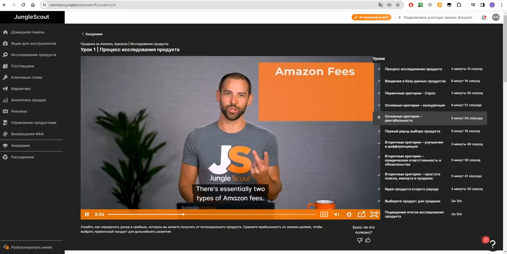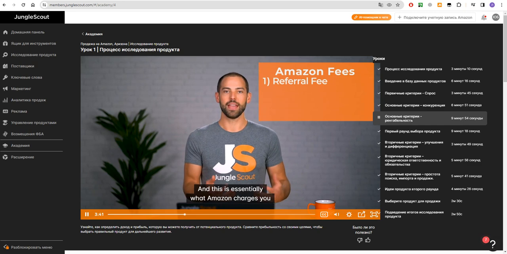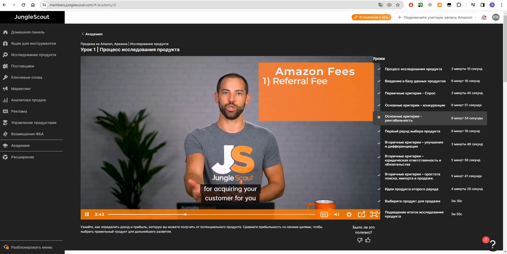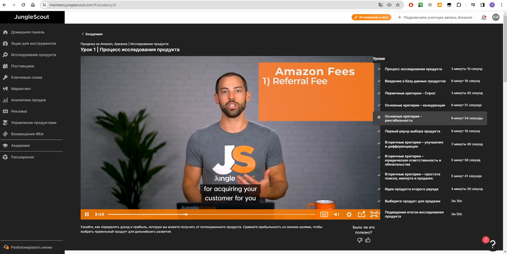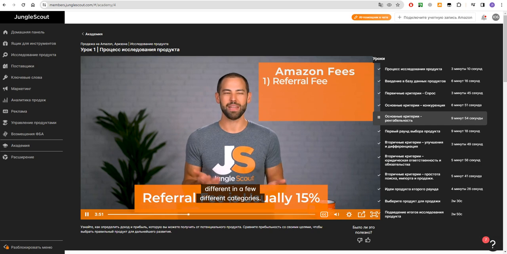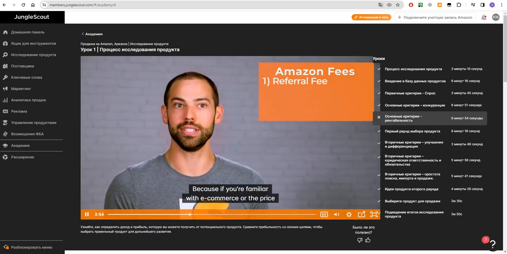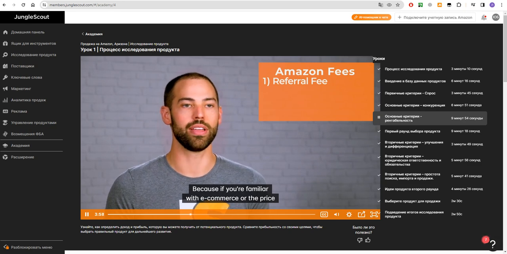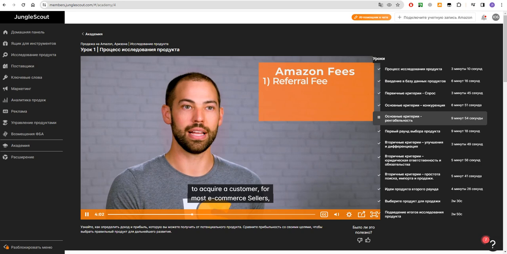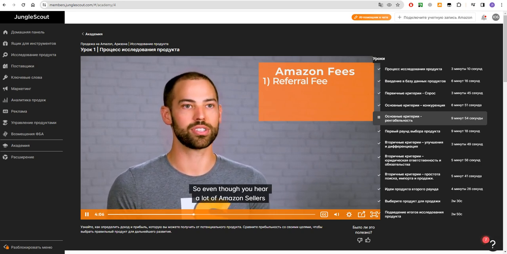There's essentially 2 types of Amazon fees. One is the referral fee, and this is essentially what Amazon charges you for acquiring your customer for you and selling your product on their platform. This is usually 15%. It can be a little bit different in a few different categories. I actually think this is a pretty darn good deal because if you're familiar with e-commerce or the price to acquire a customer, for most e-commerce sellers, it's quite a bit more than 15% of your sales.